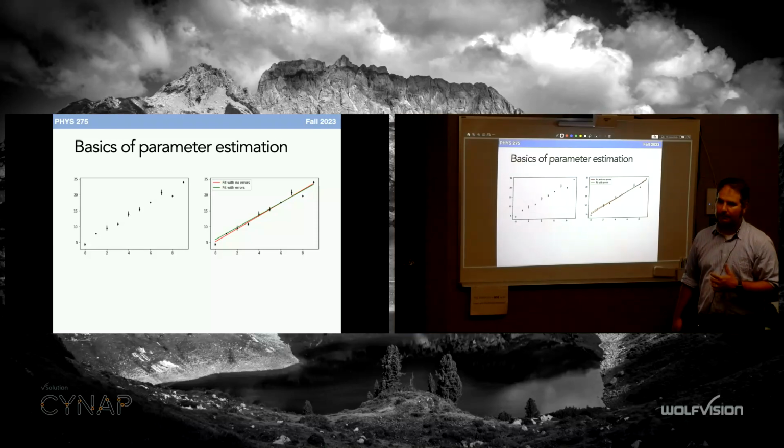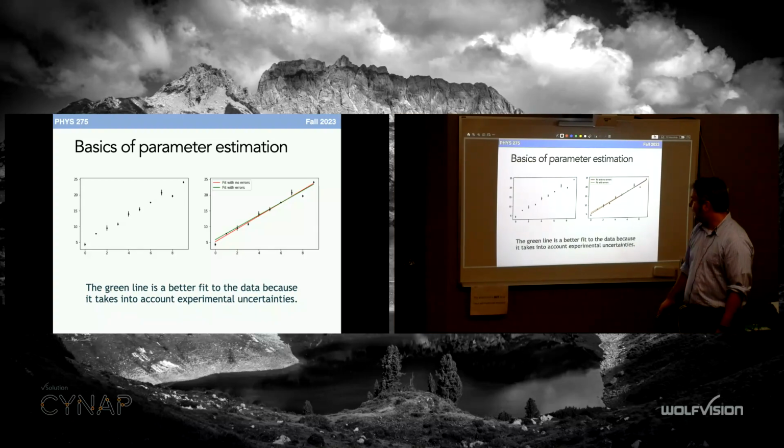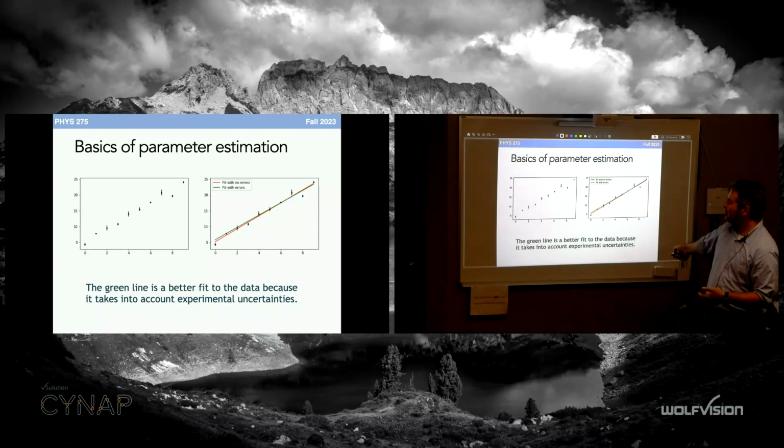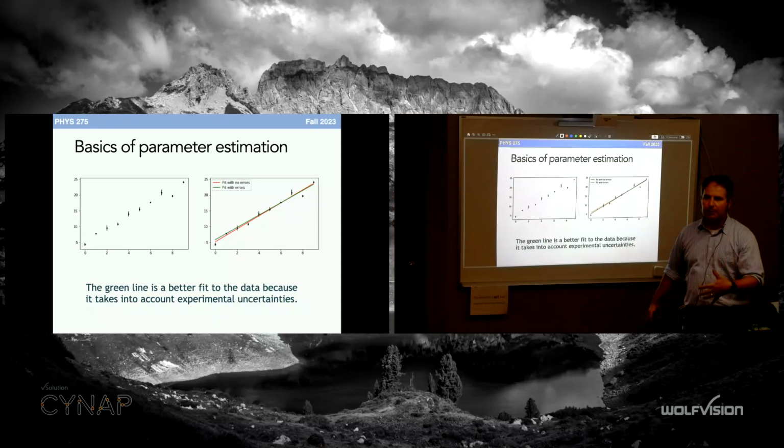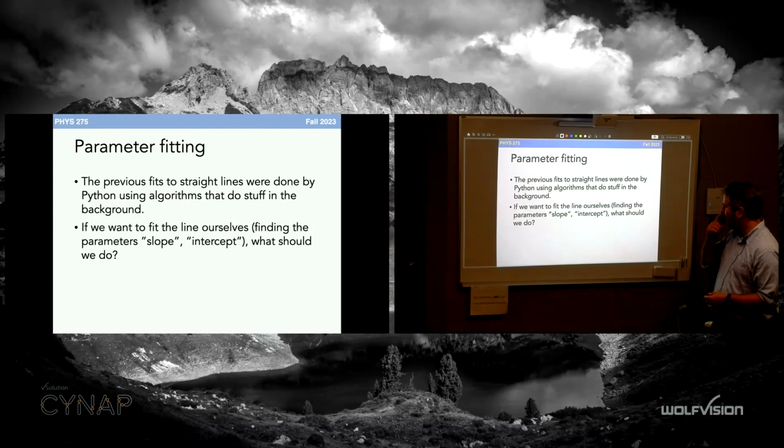So which one's better? I know it's Monday morning and I'm talking fast, but which one of these models would you trust more? The ones with lines on it? No, okay. The green one. The green one includes the error bars, right? It actually includes more of the information of what we know about our data. Okay. The green line is a better fit to the data because it takes into account the experimental uncertainties, right? The model is improved by taking the experiment's uncertainties, the confidence intervals, into account.